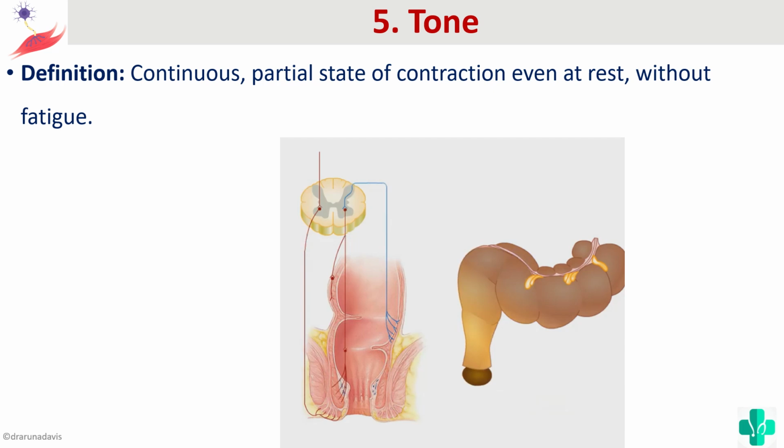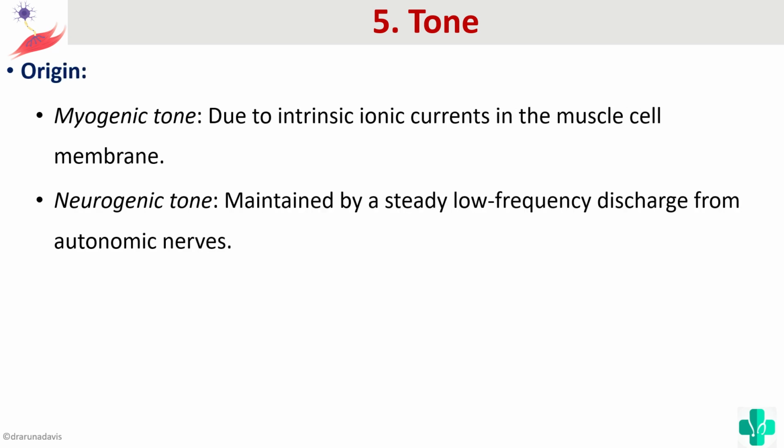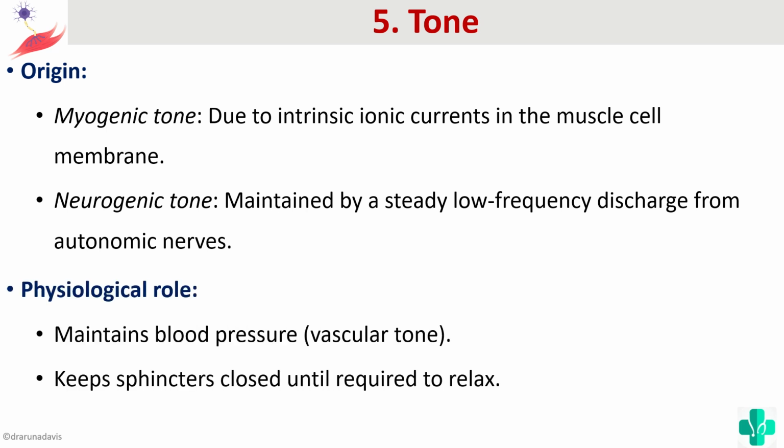Here we've got different groups of muscle in different states of contraction. So this tone can be either myogenic, due to intrinsic ionic currents, or neurogenic, and their physiological role is, first of all, vascular tone, which helps to maintain blood pressure. Always our arterioles and capillaries are in a state of contraction, which helps to maintain the blood pressure.